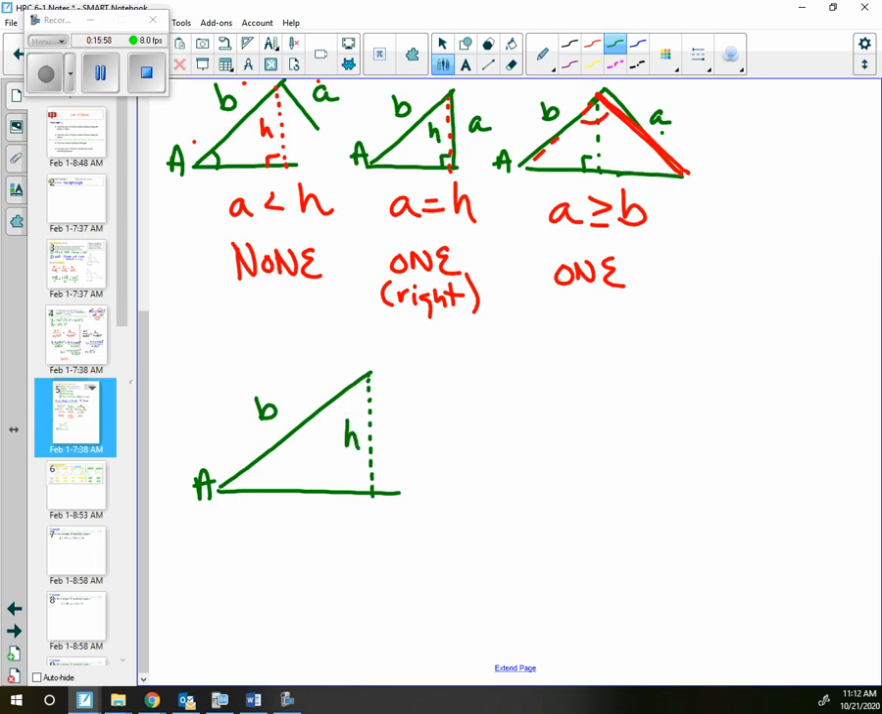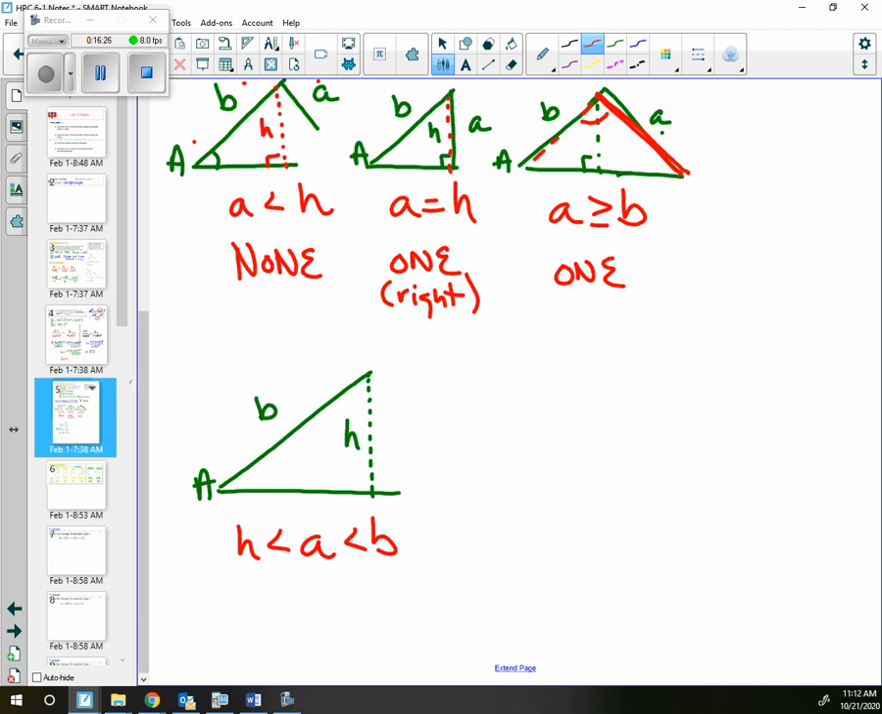What if this last situation, we talked about when the A was less than the H, when the A was equal to the H, when the A was bigger than the B. Well, what if the A is less than the B, but bigger than the height? So I know I can actually draw the triangle, but it's shorter than side B, which means I could swing that in two different directions. And that's what we want to talk about in this last case.